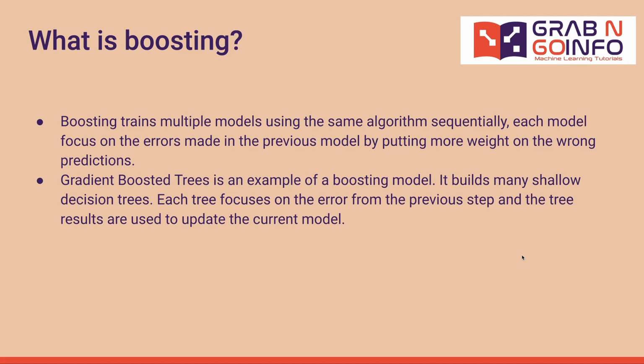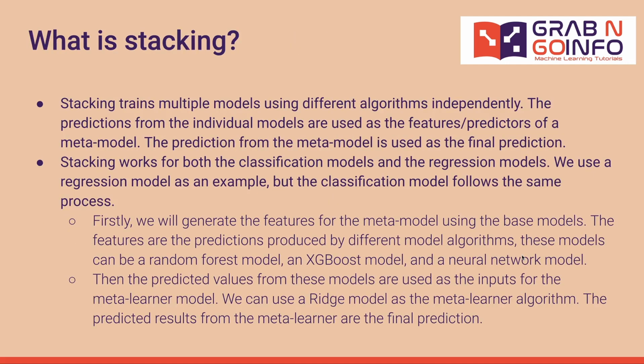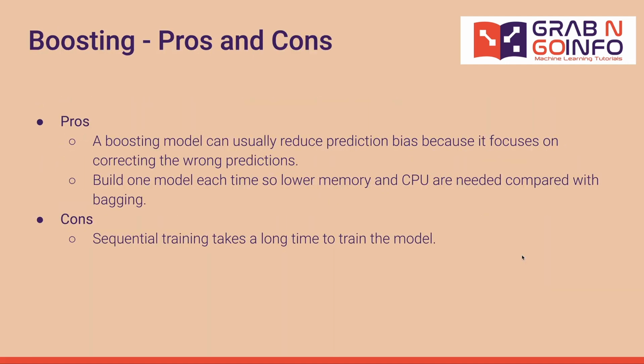The pros of boosting include: a boosting model can usually reduce prediction bias because it focuses on correcting the wrong predictions. A boosting model builds one base model each time, so lower memory and CPU are needed compared with bagging. The con of boosting is that sequential training takes a long time to train the model.